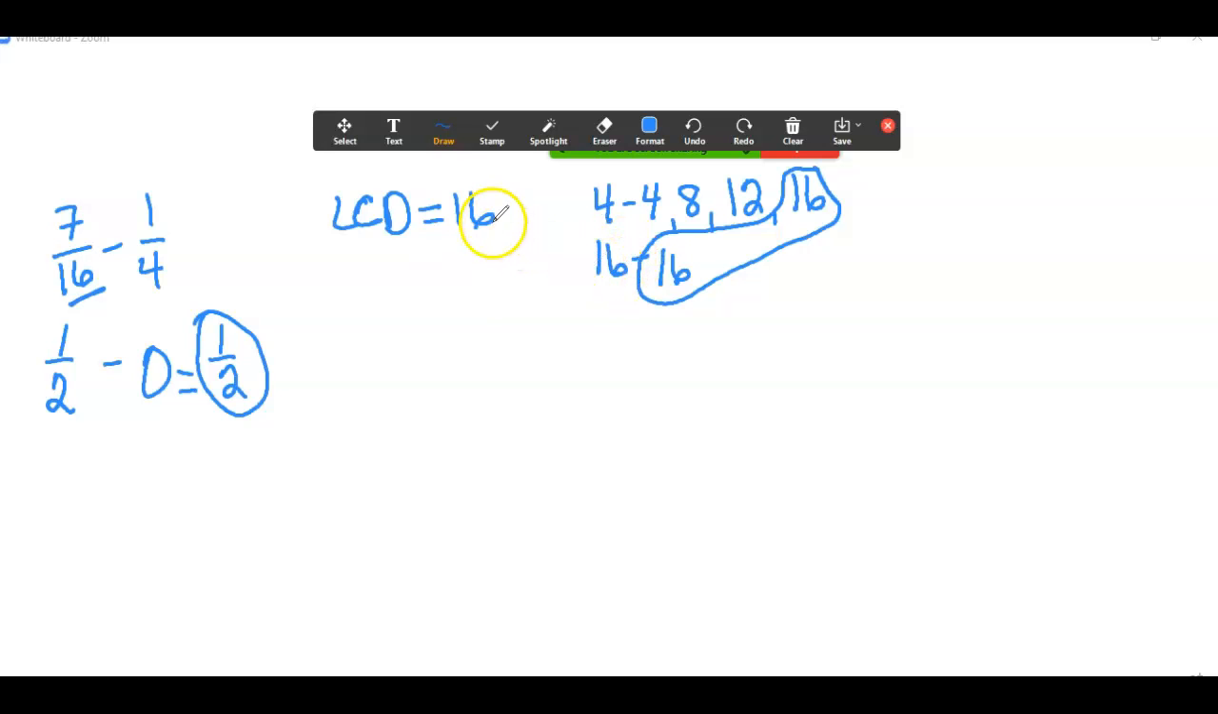So now that I know my LCD, I'm going to change to equivalent fractions. I want to change both of these into 16ths.